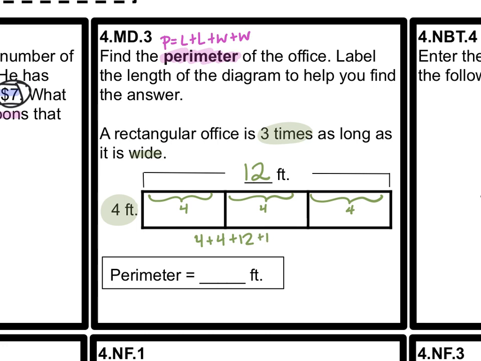So if I break it down, I have 4 plus 4, which is 8, and 12 plus 12, which is 24. When I add those together, there are multiple ways to add this, but basically if I go 24 plus 4 is 28, plus another 4 is going to be 32. So his perimeter is a total of 32 feet.